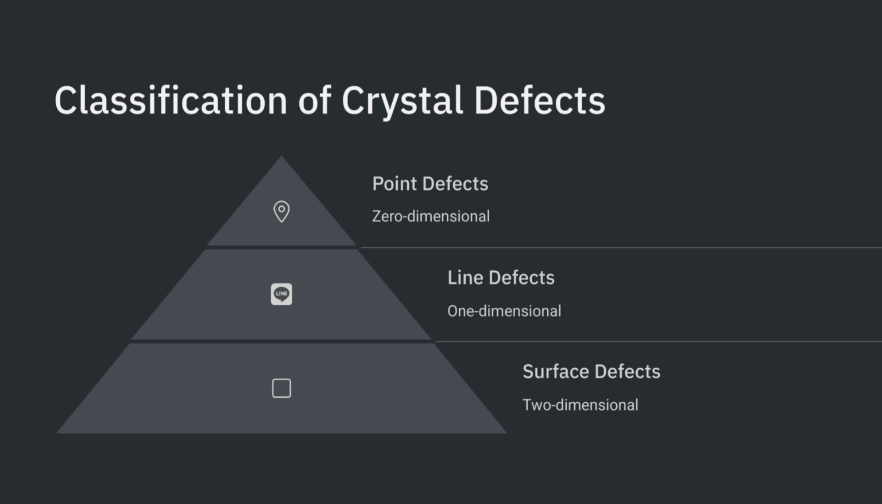Crystal defects are classified based on their dimensional impact in the lattice. We have point defects, which are limited to a single atom or a lattice point, line defects, which involve rows of atoms, and surface defects, which affect larger two-dimensional areas like grain boundaries. Each type plays a different role in the properties of the material.